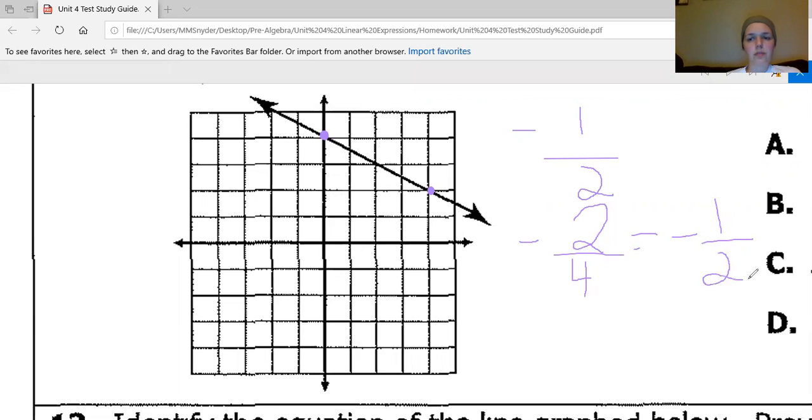Okay, so it doesn't matter which points you pick, you just need 2 of them, and then you will get the same answer. Okay, that is it for graphing slope. If you have any questions, please let me know.